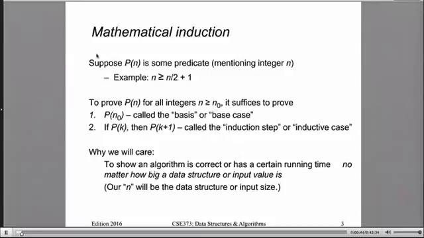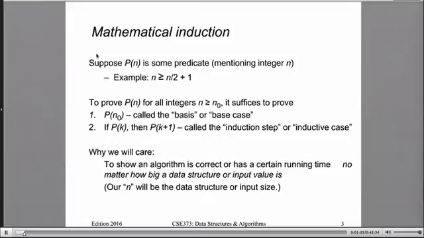We call that value n0. So we have to find that value, and we have to prove that P of n0 is true. We call that the basis or the base case. And then the second part, which is the most important part, is the induction.